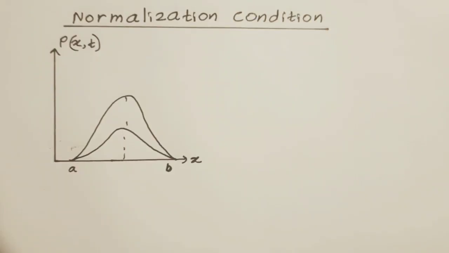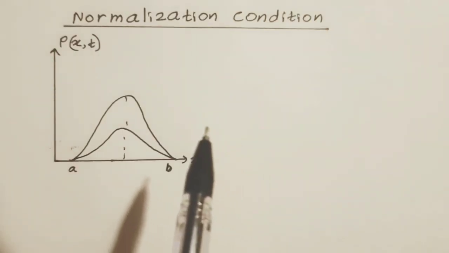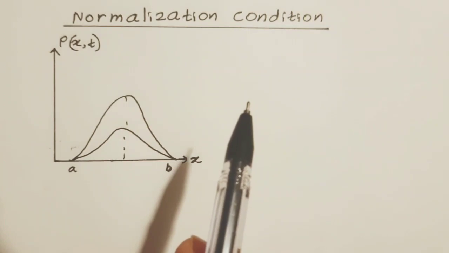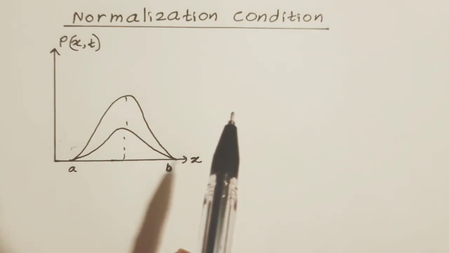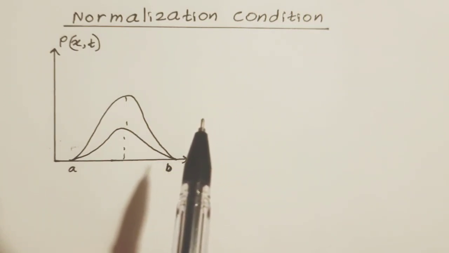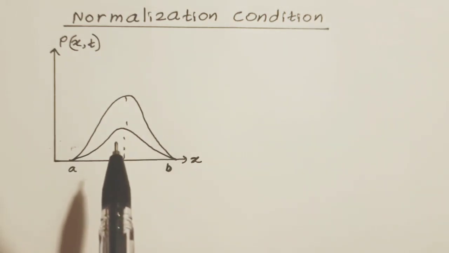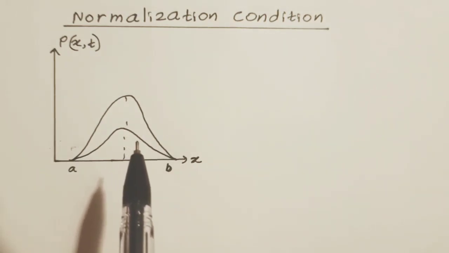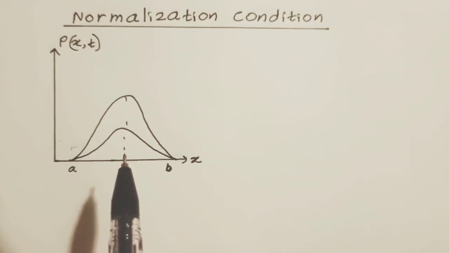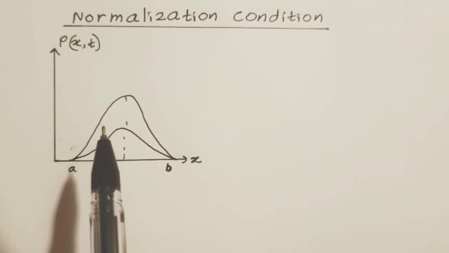Hi guys, today we will be discussing the normalization condition. In order to find the equation that describes the probability of finding a particle at a particular location, we need to normalize the probability density or the probability distribution.